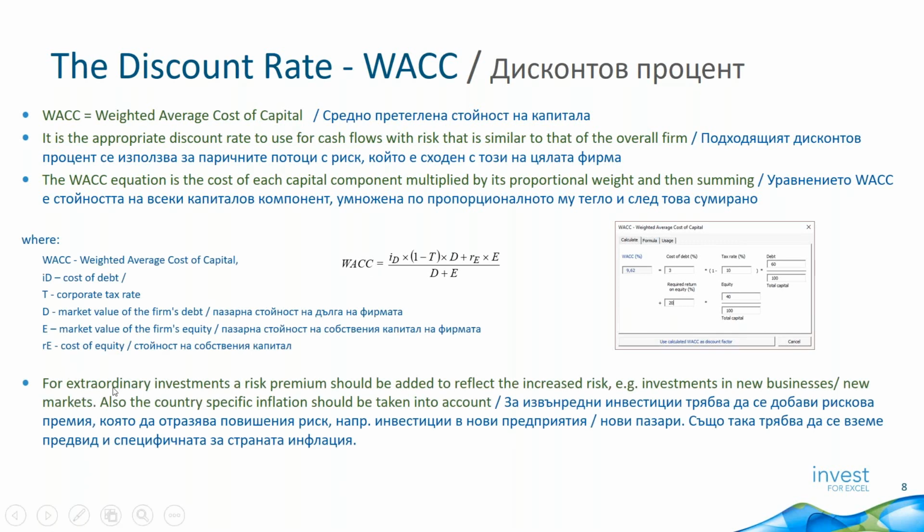Because one other component is that the WACC is for normal projects, but if it's some extraordinary investment, then you need to add the risk premium on top of the WACC to reflect the increased risk. Like if you invest into a new business or new markets, you also need to include the country-specific inflation, so there can be different inflations in different markets.